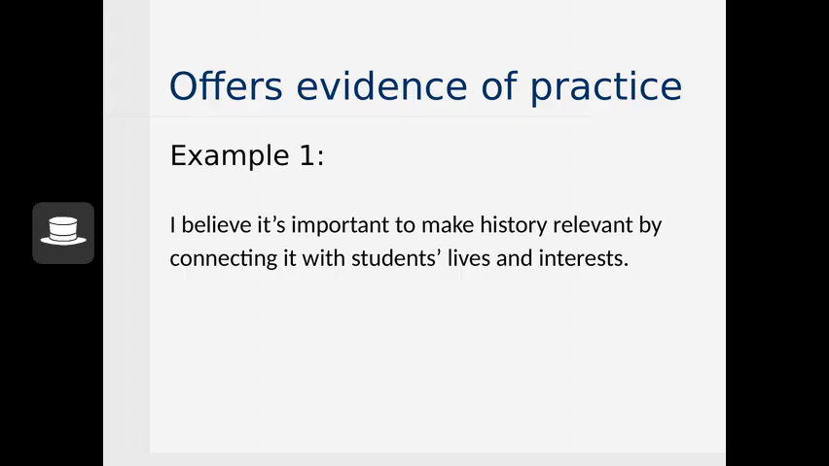So let's look at an example of what offering evidence of practice might be. Here we have a statement that I think is a perfectly fine statement. Someone writing a teaching philosophy in history states, "I believe it's important to make history relevant by connecting it with students' lives and interests." It's a great statement. It's a laudable goal for teaching, but by itself, it doesn't say very much. It's too high level. We don't know how this person is going to do it.